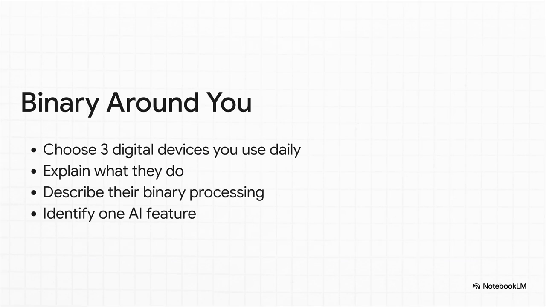Okay, before I let you go, I've got a quick activity for you. Consider it your homework for this explainer. I call it Binary Around You. I want you to choose 3 digital devices that you use daily. For each one, explain what it does, describe how you think it relies on binary processing behind the scenes, and try to identify one AI feature it might contain. I challenge you to apply today's lesson to the devices sitting right there in your own home.